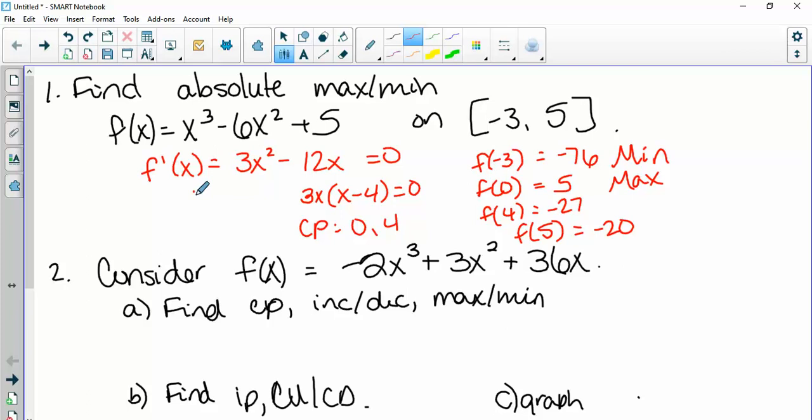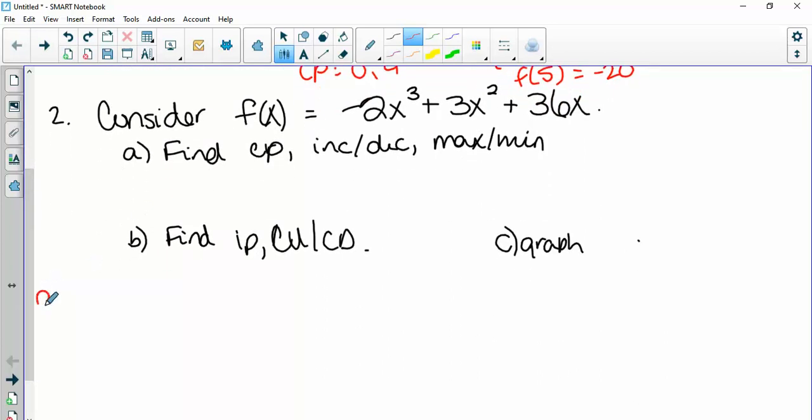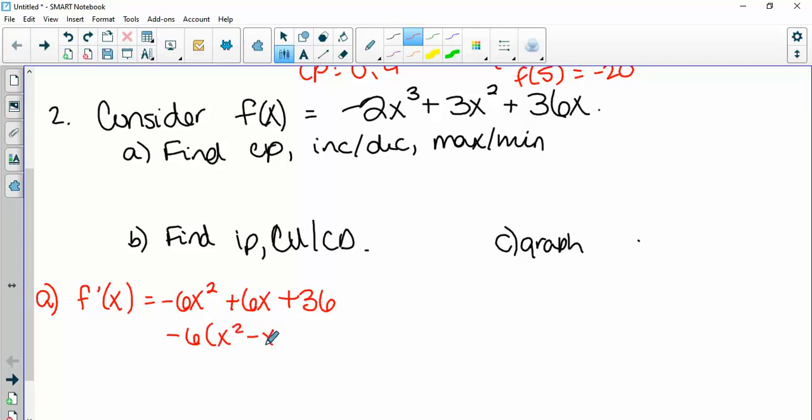Then let's look at the second question. So, critical points, increasing, decreasing, max, min. What do I have to do? Derivative. -6x squared plus 6x plus 36. What would you do to that? I'm going to factor out -6. Yeah, that's fine. And we want this to equal 0.